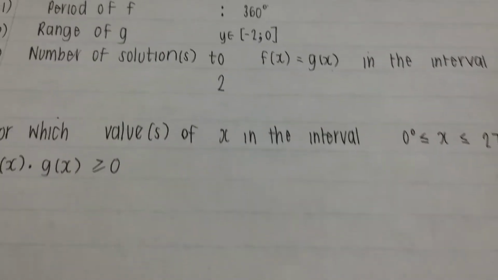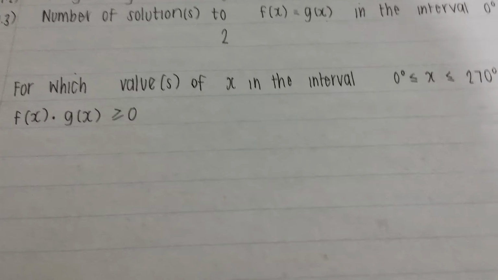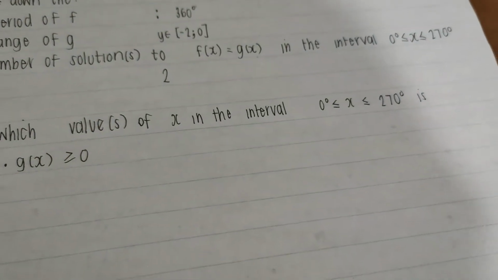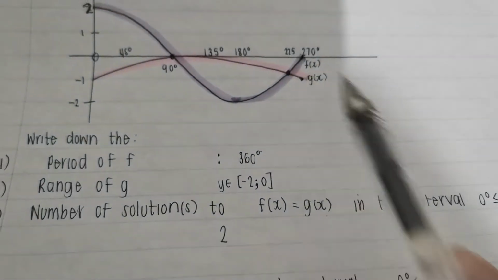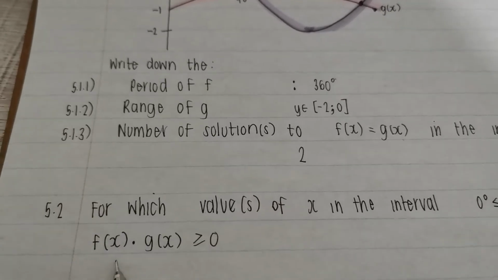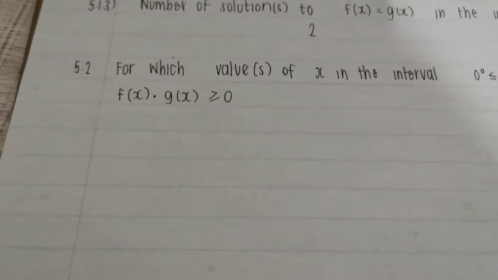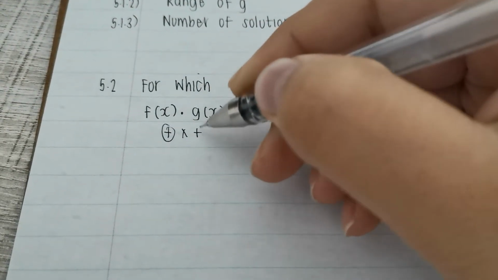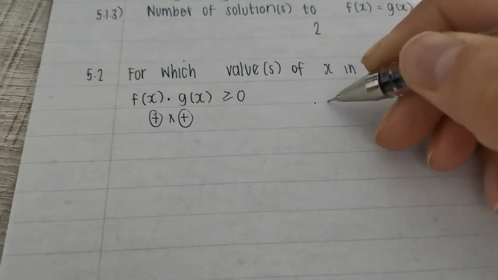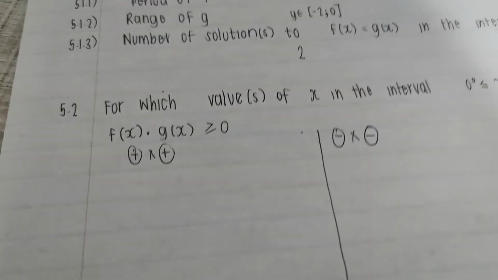All right. Next question. For which values of x in the interval, and this is what I did in the previous page, the stuff over here, right? For which values of x in the interval, so again between 0 and 270 degrees, is f of x times g of x greater than or equal to 0. Now we discussed this already. If I say this, I mean where is it positive times positive, or let's draw a line here, where is it negative times negative? That's what I want to know.